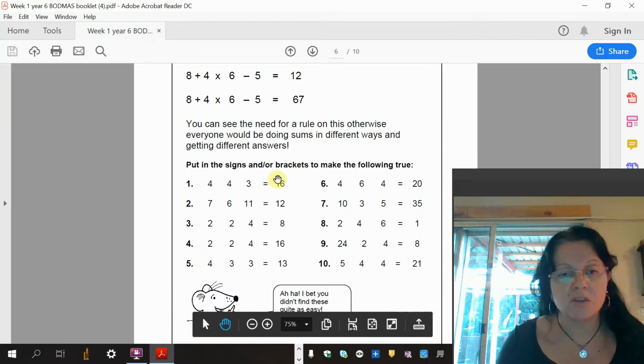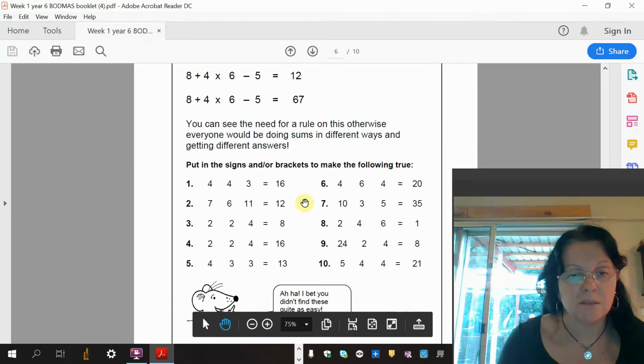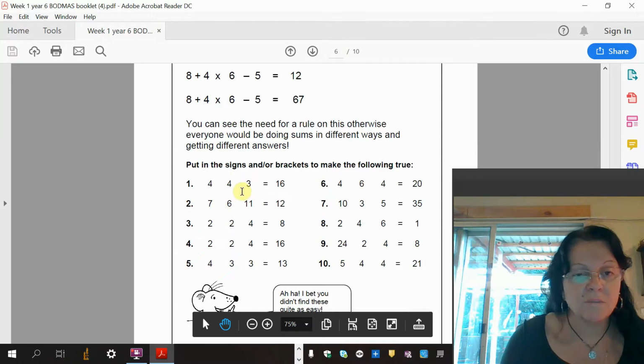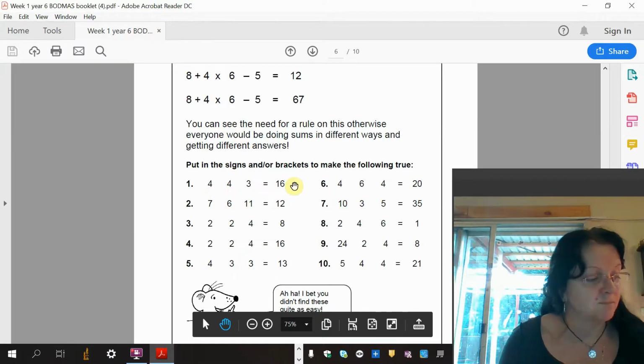So here what they've asked you to do is put the signs in to make these make sense. And I had a look at this, and this is a little bit tricky, so I thought I'd give you a bit of a hand. So here, the first thing I'd be doing is timesing this, 4 times 3, which equals 12. Put your brackets around that, and then add 4, that gives you 16.